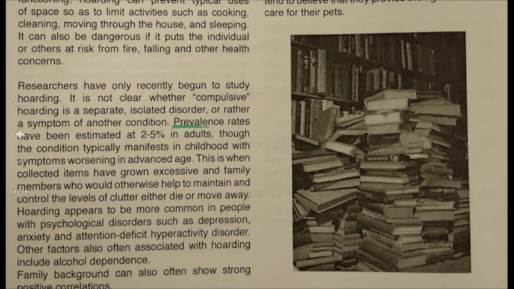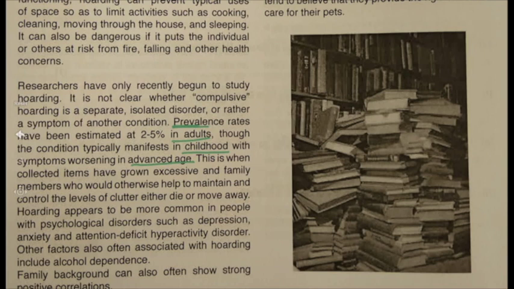Prevalence rates have been estimated at 2 to 5% in adults. All right, so we have adults, which is an age group, of course, though the condition typically manifests in childhood. So childhood, it's another age group, with symptoms worsening in advanced age. Advanced age, again, that's another age group. So we've got 3 different age groups here.